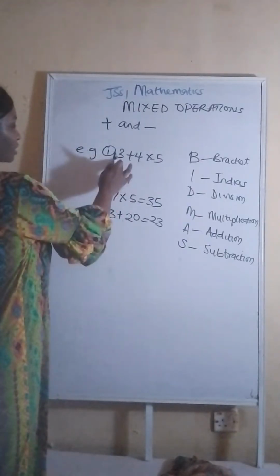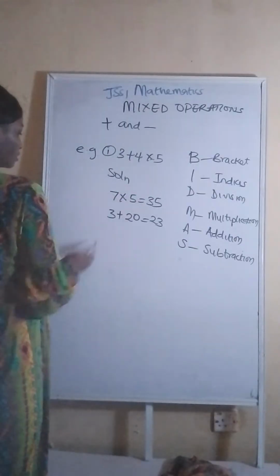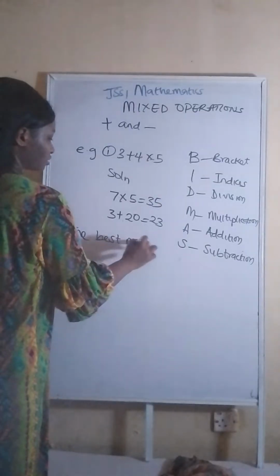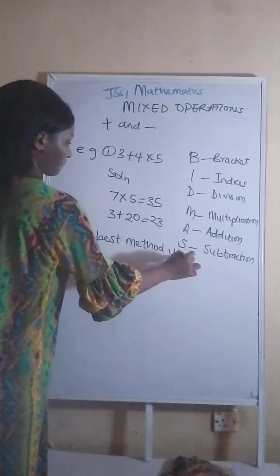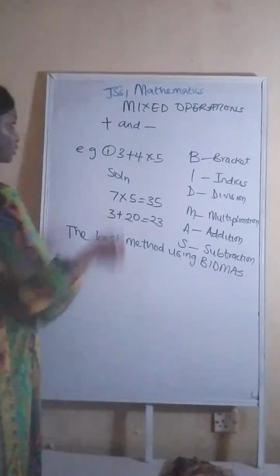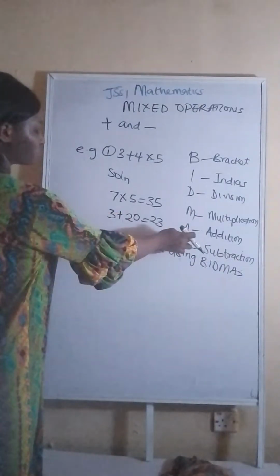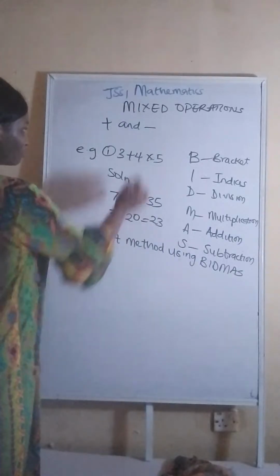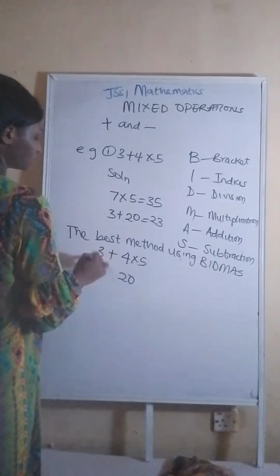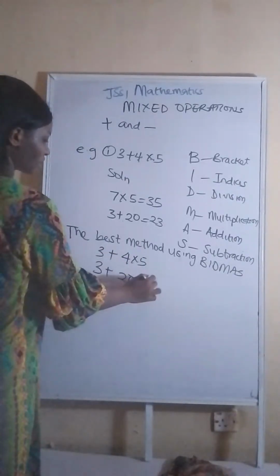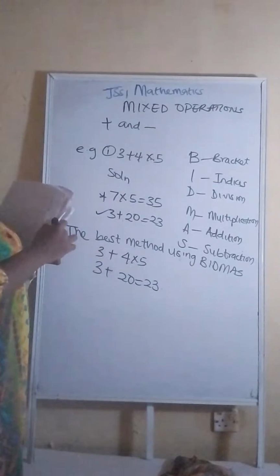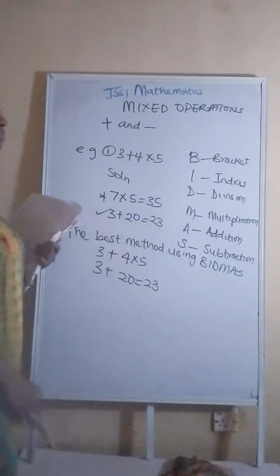Instead of saying 3 plus 4, which is 7, no. This is the best method, the best method using BODMAS. Before it was BOMAS, so now it has changed to BODMAS. Look at this one. The multiplication comes before the addition, so we have to multiply first. So 4 times 5 will give us 20. Then we add it with this 3, and our answer is 23. So we are not using this method, we'll be using this method. Now we are using BODMAS. Do you get it now?